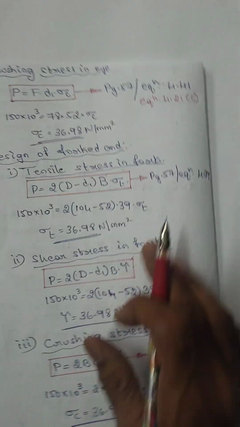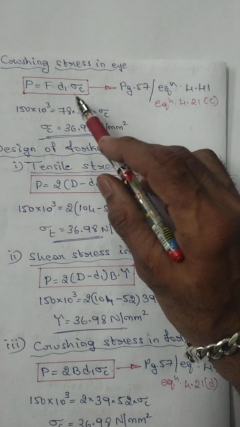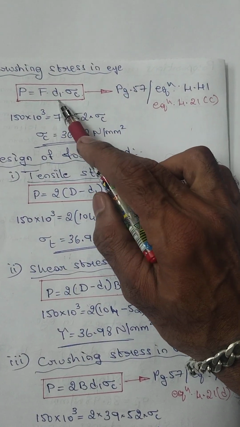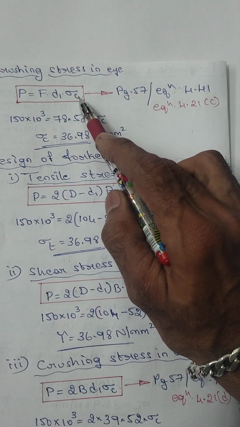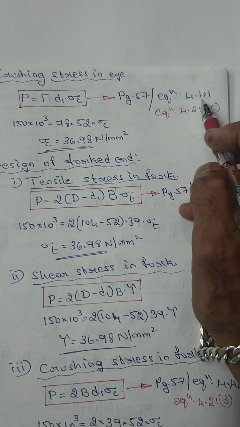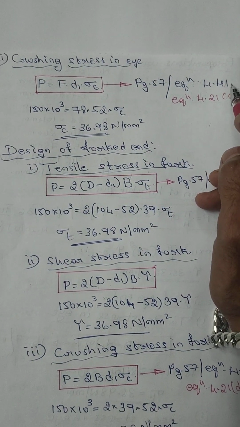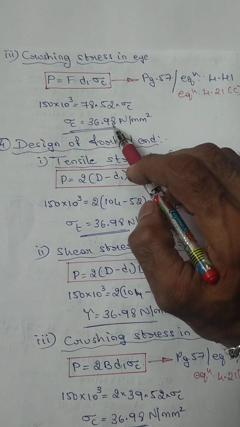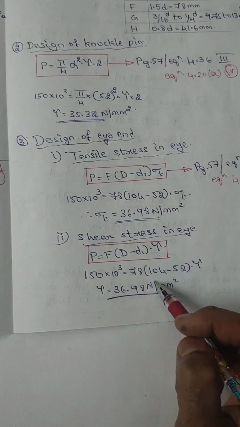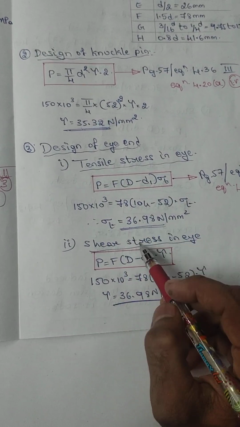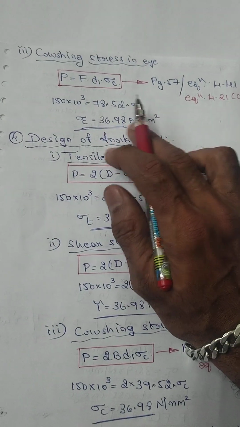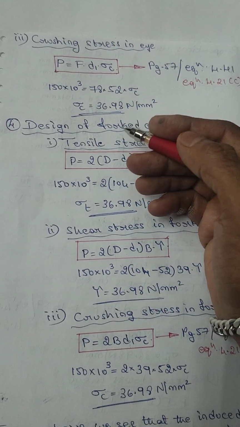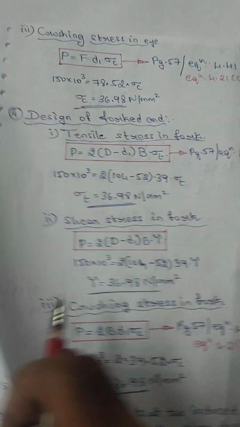And for crushing, the equation is P is equal to F into D1 into sigma C, that is sigma crushing, equation 4.41 in the third edition data handbook. So you will get this value. Here you can observe that the sigma C value, tau value and sigma T value are the same. So these are all the same values, and this is one set of values for the design of the eye end.